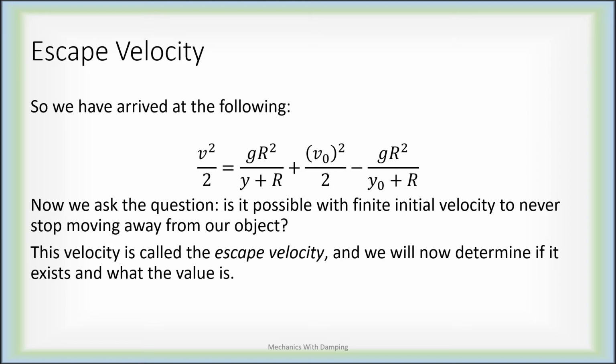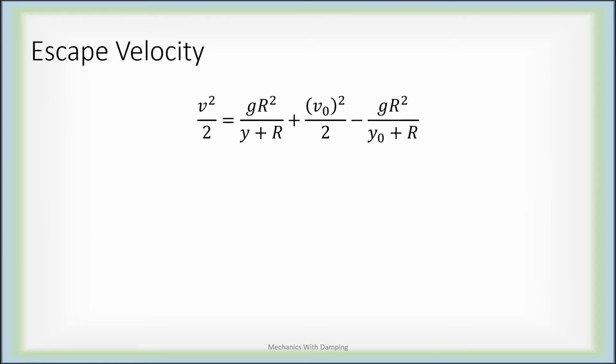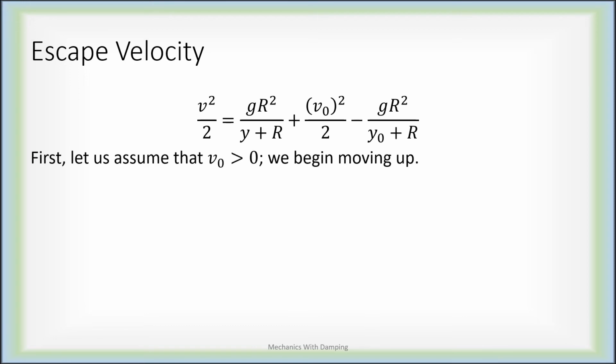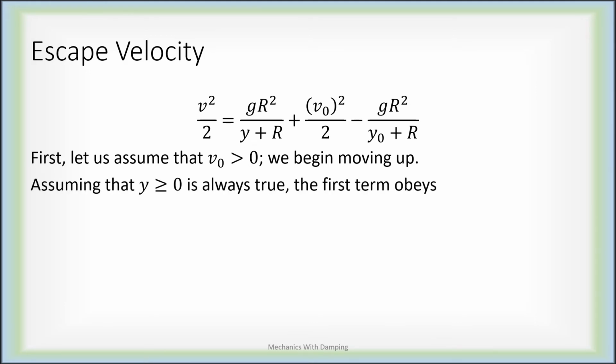That means if we're, for example, on the surface of the Earth and we reach this v0, this initial velocity, even absent any other acceleration, we will simply fly away from the Earth forever. So here's the expression we have. Let's assume that v sub 0 is bigger than 0, so we begin by moving up. Assuming that y is bigger than or equal to 0 is always true, we always have some sort of height above the surface of the Earth. The first term is definitely always positive.